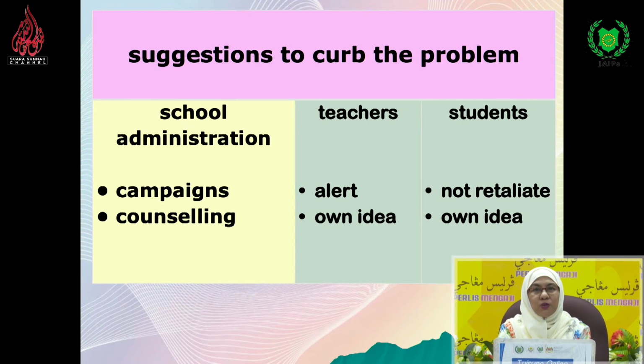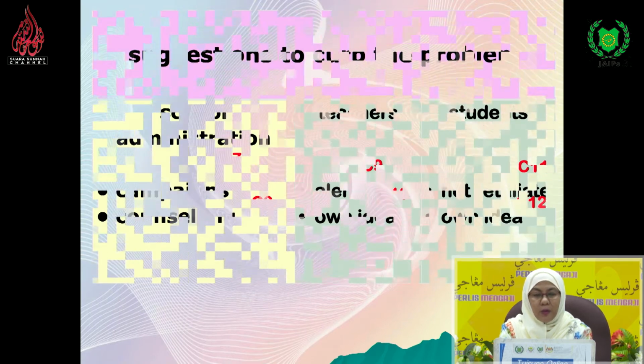Now let's go to the 4th paragraph. That is suggestions to curb the problem. Now, what is the meaning of the word curb? Curb means to overcome, to solve the problem. So, the suggestions: to the administrator, campaigns and counseling. For the teachers, alert and own idea. For the students, not retaliate and own idea.